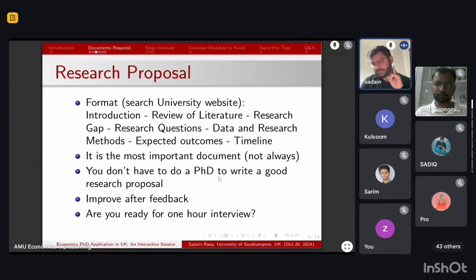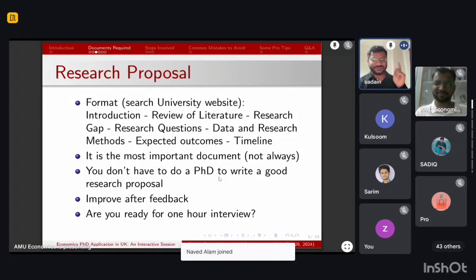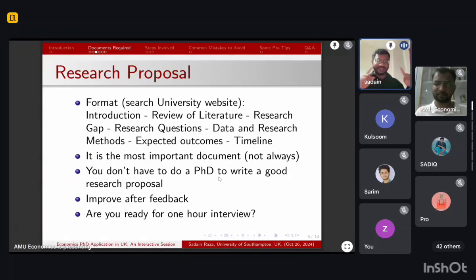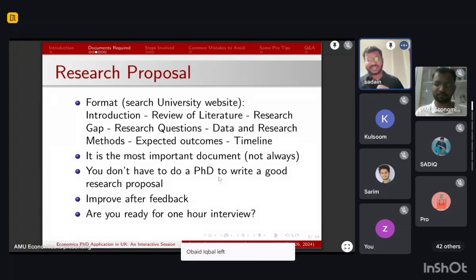And one thing, the final kind of check: if you are unsure whether your research proposal is ready or not, the final thing is to ask yourself, are you ready for a 1 hour interview in front of specialists in the discipline? It will not only be your potential supervisor, it will be a team of professors asking you questions around your research proposal.